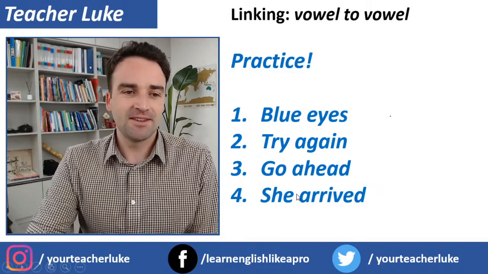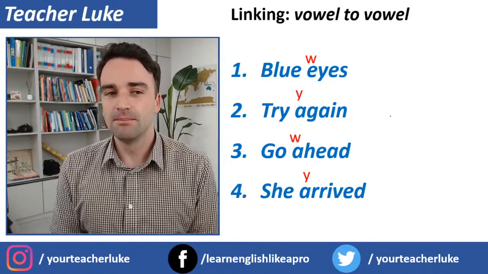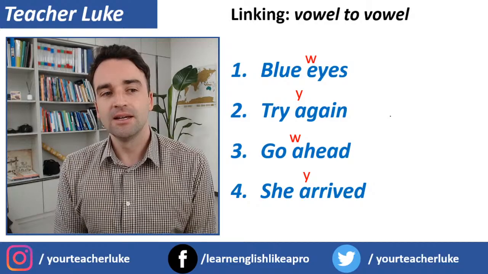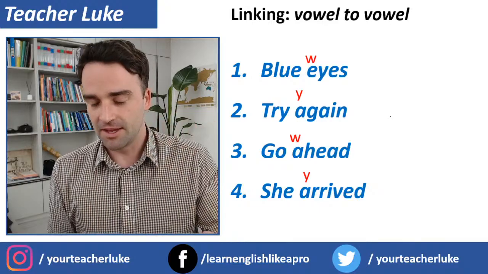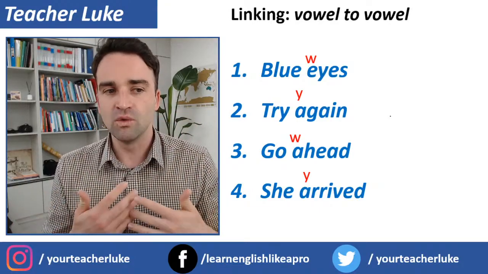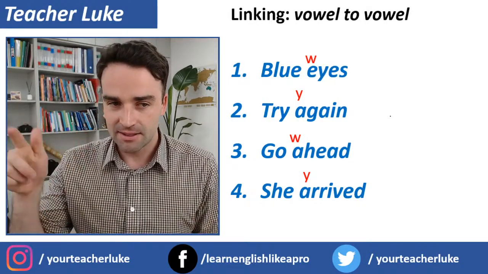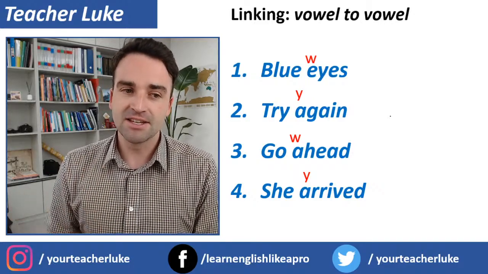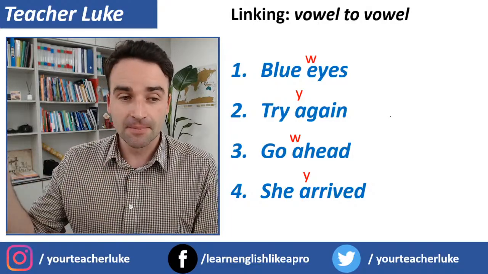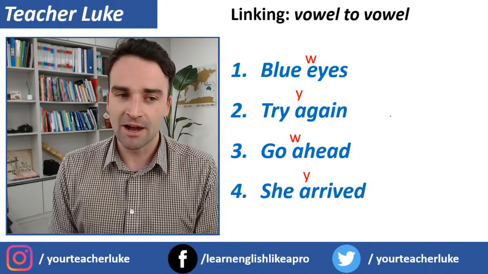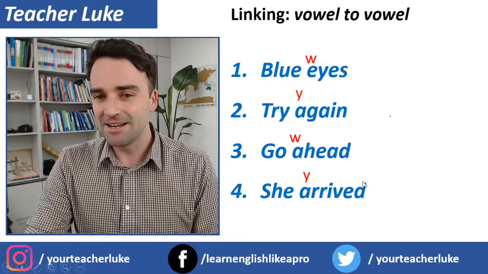Okay, guys, let's check these answers. I hope you got these correct. So we have one is blue eyes. Blue, oo, is more of a round vowel, so the linking is more likely to be a w. Blue eyes. Try again. Try is a long vowel, so it's a y linking. Three is go ahead. O is also a long vowel, so go ahead. And she, E, is a long vowel, so it takes a ya sound. So that's linking vowel to vowel.